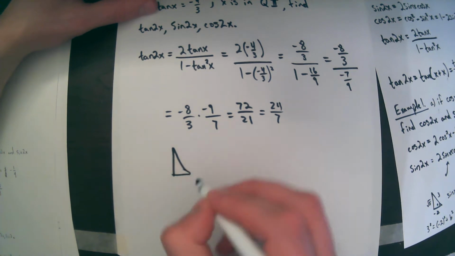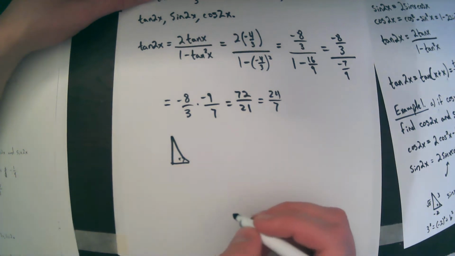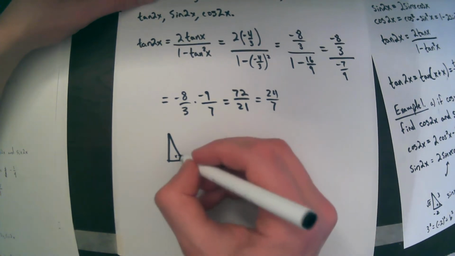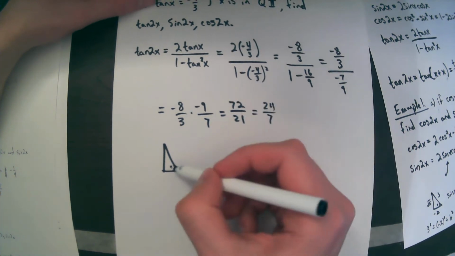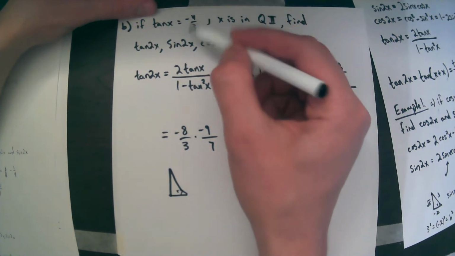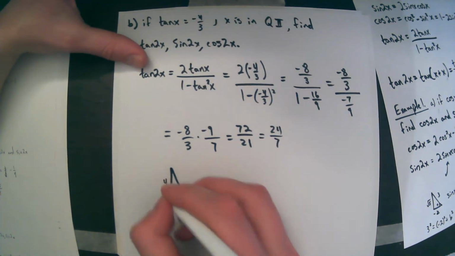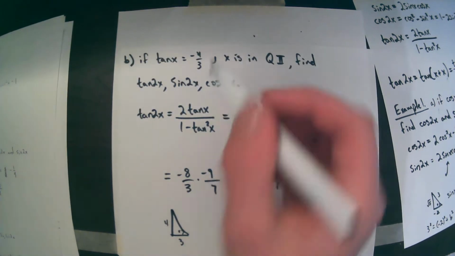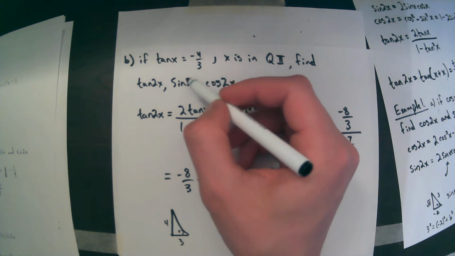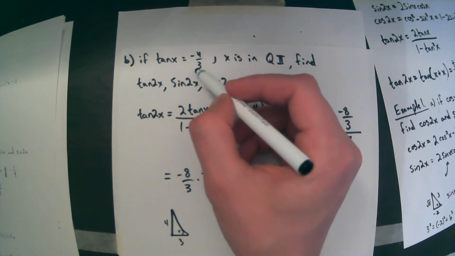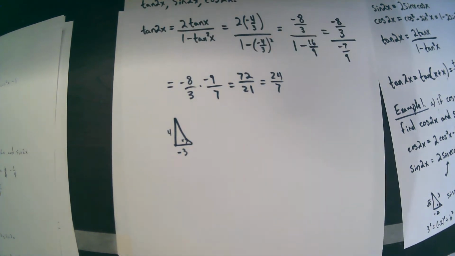I'm orienting it so it's in quadrant 2. Here's my angle x. If tangent x is negative 4/3, that's opposite over adjacent, so I've got a 4 and a 3. When I write the fraction negative 4/3, that just means the entire fraction is negative. That doesn't tell me which one of these numbers was negative from the triangle. But since I know I'm in quadrant 2, I know that this one is negative.